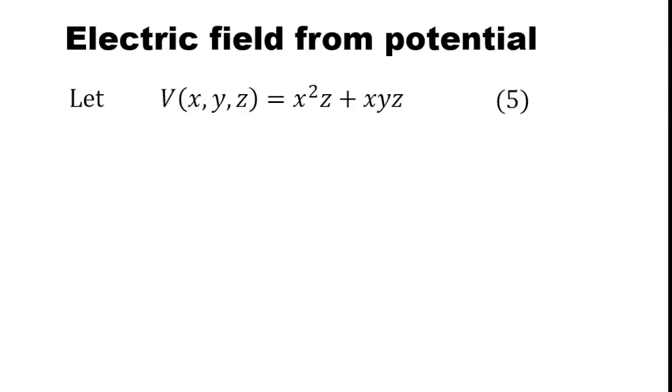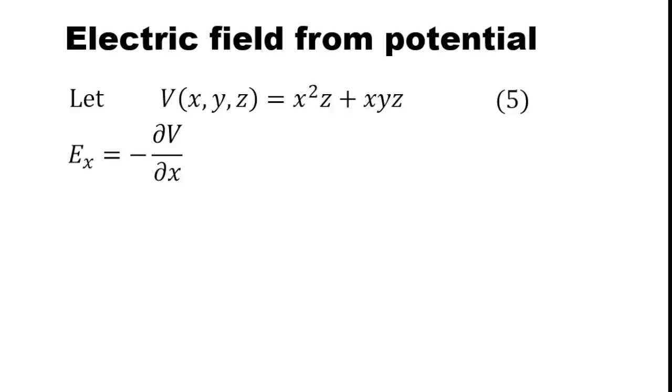Let's suppose we have a three-dimensional potential function given by equation 5. This potential is equal to x square times z plus x times y times z. In order to find the components of electric field, we differentiate this equation 5 with respect to x, y and z in order to get the x component, y component and the z component of electric field respectively.